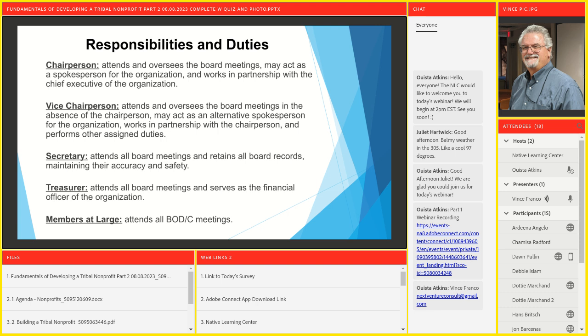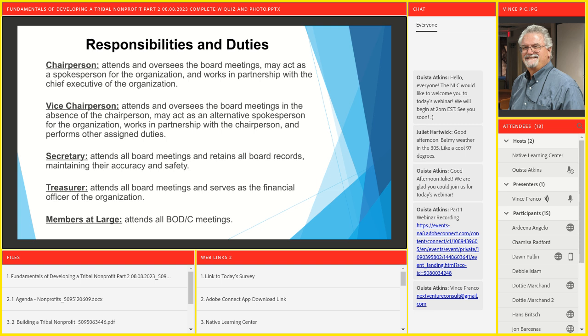meetings in the absence of the chairperson. Keep in mind, this is parliamentary procedure, right? Can you imagine sitting around the table? This is what parliamentary would dictate, that the vice chair acts in the absence of the chairperson to make decisions or to run a meeting or to do whatever, may act as an alternative spokesperson for the organization according to parliamentary procedure, works in partnership with the chair, and performs other assigned duties that the chair, who technically, according to parliamentary procedure, represents the body, the board of directors as a body.